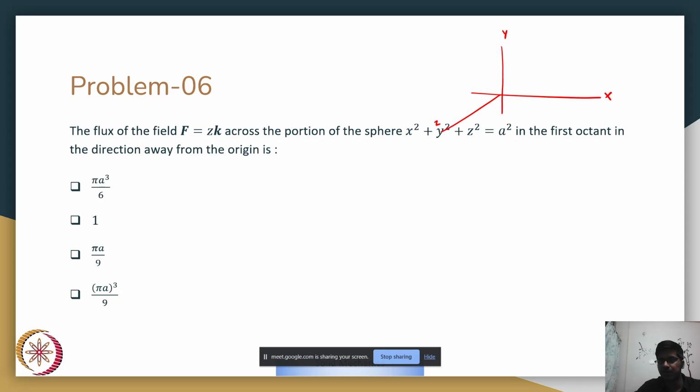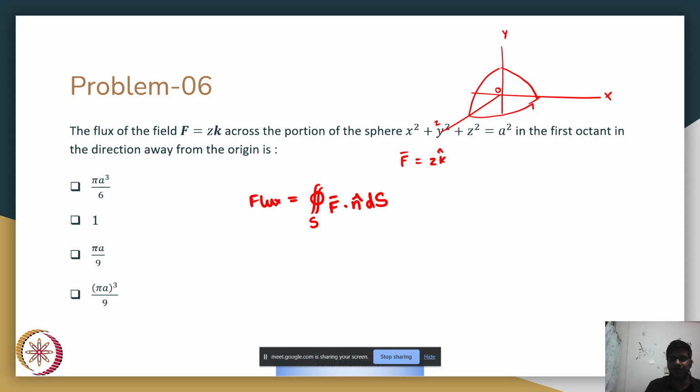We are given x square plus y square equal to z square. And so this becomes our first octant. And a vector field is F equal to z k hat. Now we want to calculate the flux, which is nothing but F dot n dS.